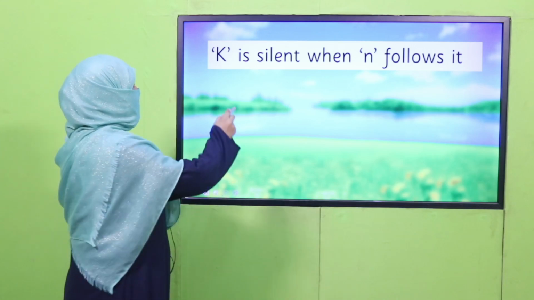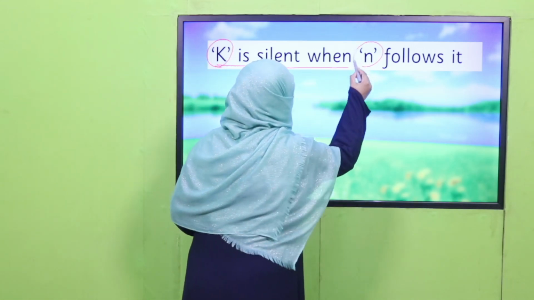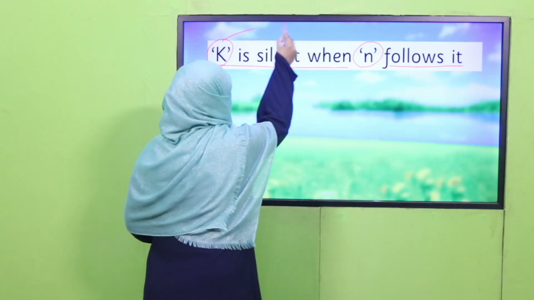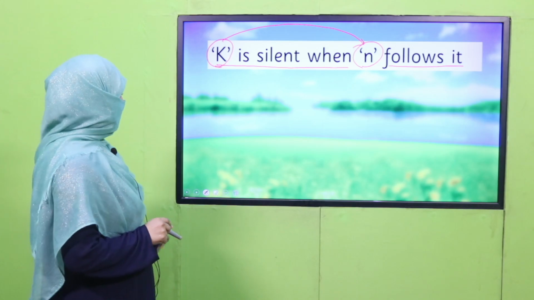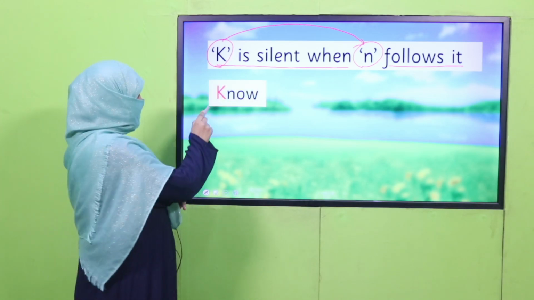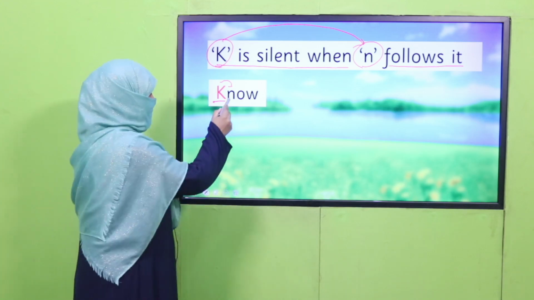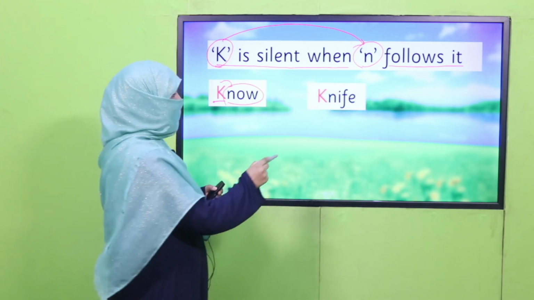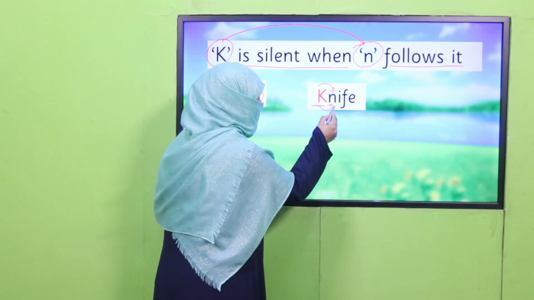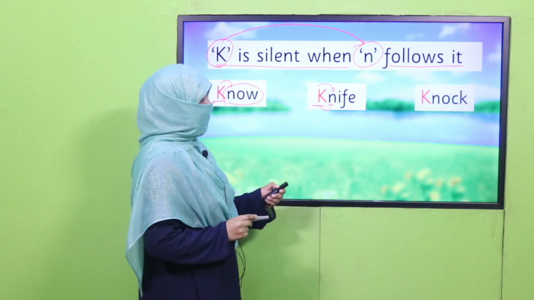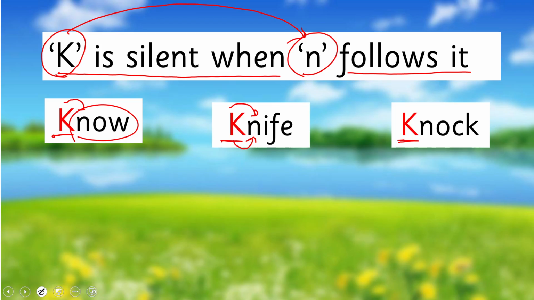The next is silent K. K is silent when N follows it. After K, if you find N, you will not say K. K will be silent over there. For example, no. This K is silent because after K, N is there. So we just say no. Knife. Again, this K is silent because after K you can find N over there. Knock. So this K is silent.